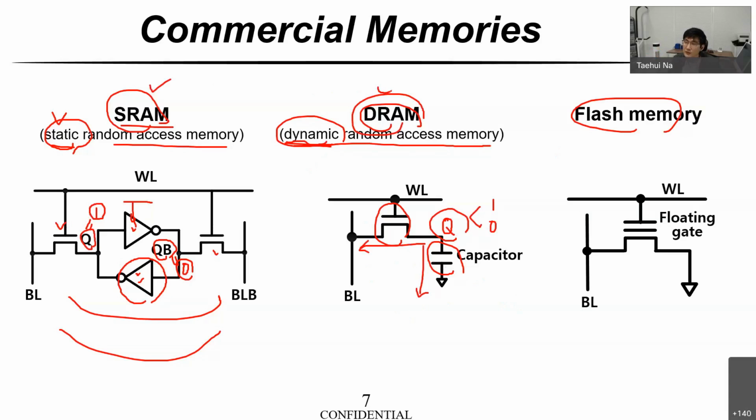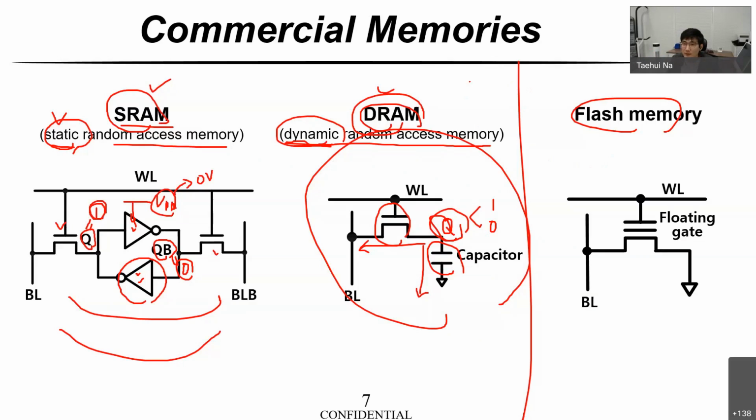And both SRAM and DRAM are volatile memory. It means the data will disappear if there is no power supply. Let's think about it. If there is no refresh operation, this charge will disappear, right? And let's think about it. There is a power supply VDD, and if we turn off the system power, so VDD becomes 0 volts, then our stored data will disappear. So it is called volatile memory.